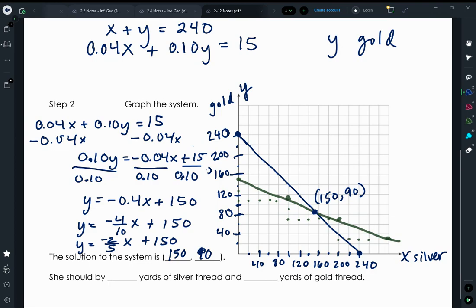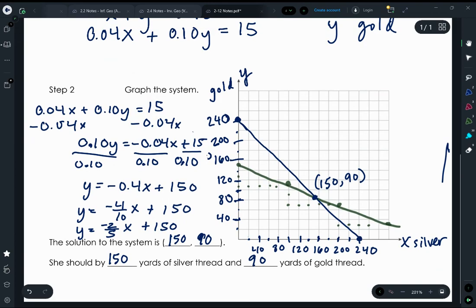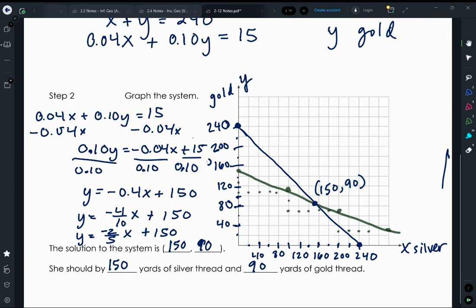So if our solution is 150 comma 90, that means we should buy 150 yards of silver and 90 yards of gold thread. And a way that I could check this is I could actually substitute it into both equations and show that it works. So 150 plus 90 does in fact equal 240 yards. So it works in the first equation.